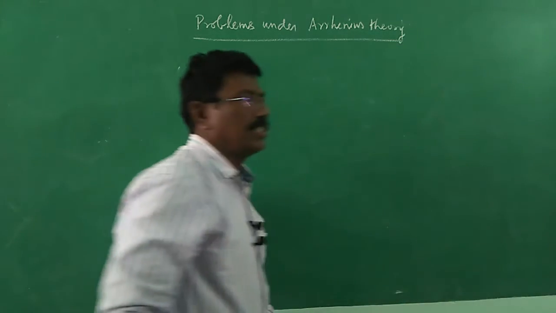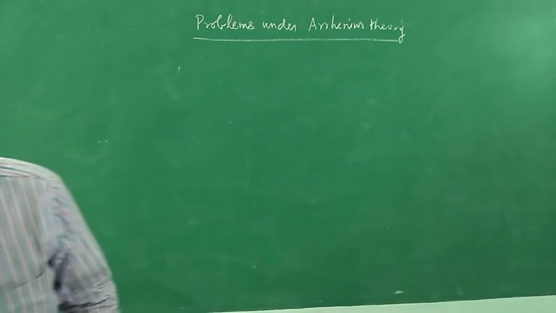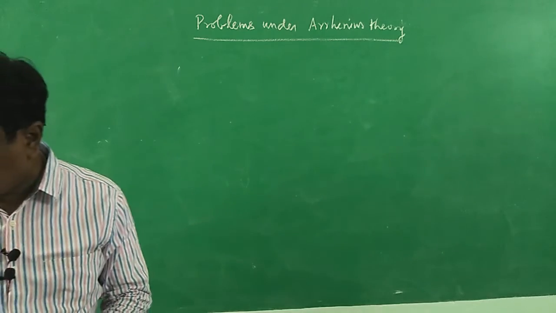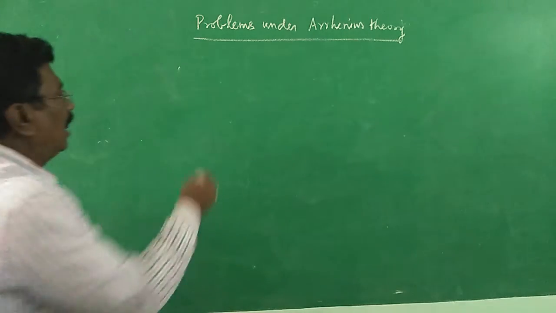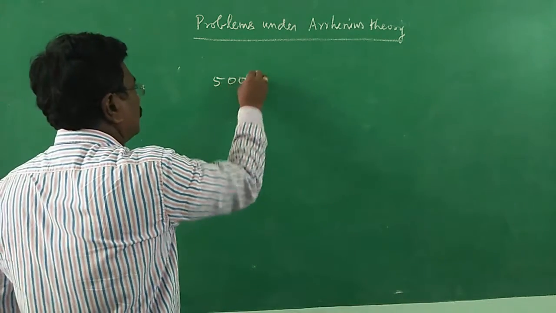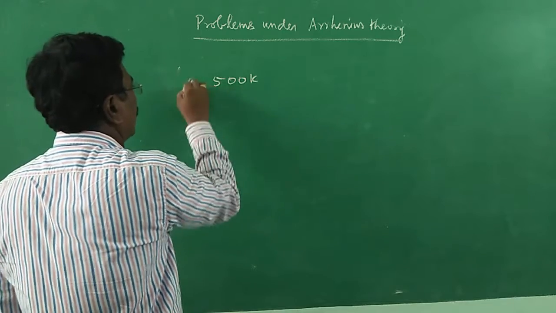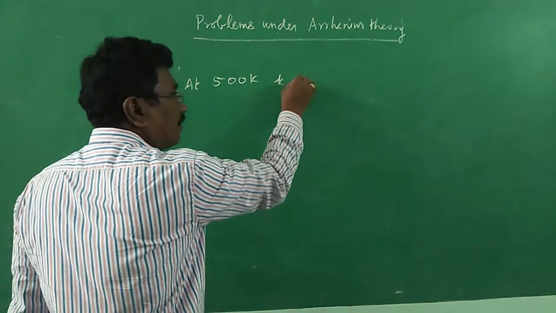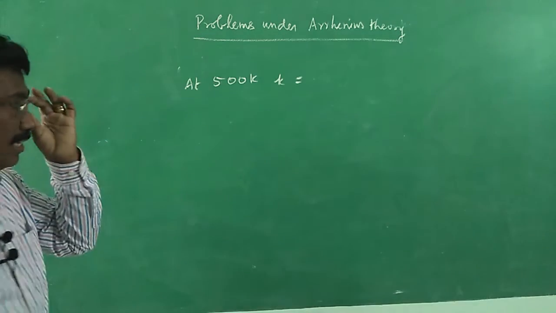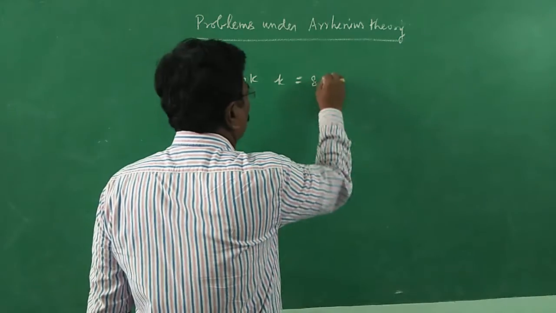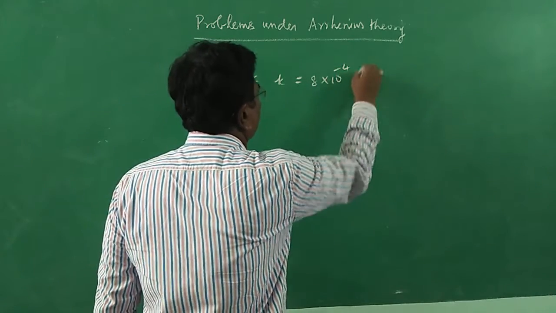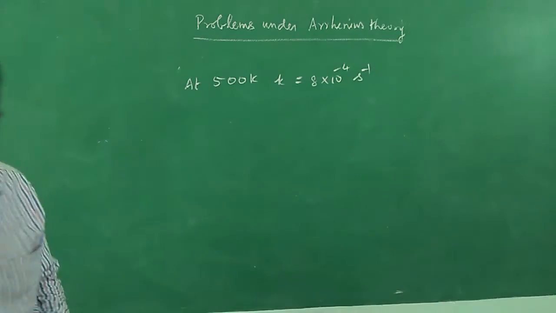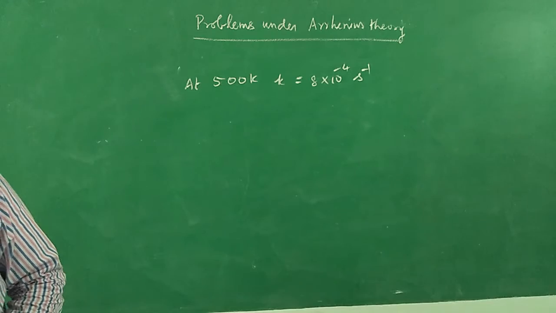What is the evaluate yourself question? For a first order reaction, the rate constant at 500 Kelvin is given, which is found to be 8 into 10 power minus 4. What will be the rate constant value per second if it is first order reaction? 8 into 10 power minus 4 per second.